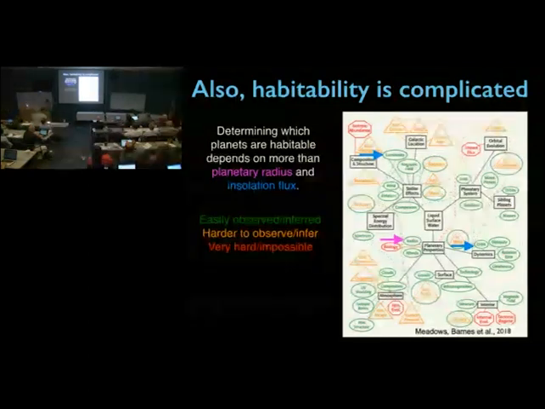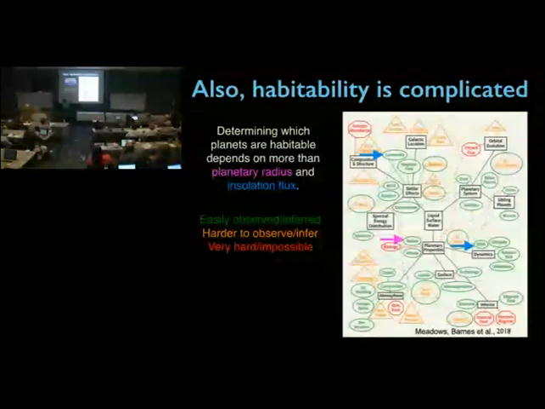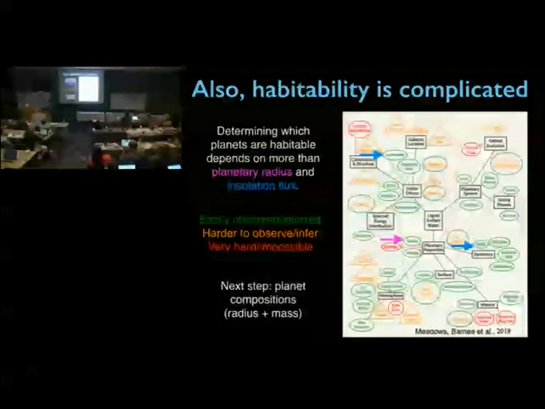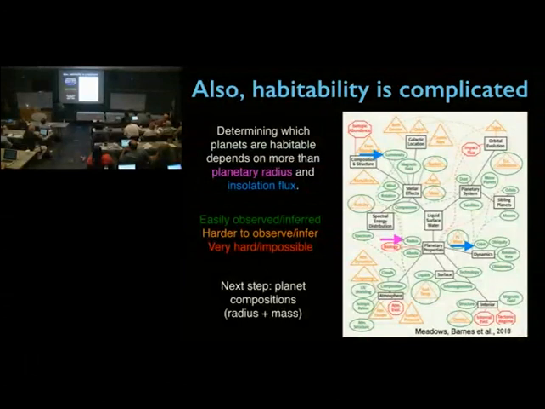They've also broken it down in terms of whether or not it's easy to obtain these quantities. Perhaps easy is green, perhaps a little bit harder to do, where you need to do a little more modeling and get more difficult observations. And red means there is still a lot that we do not understand, even on the theoretical side, about what's happening there. So habitability is complicated, and there's going to be a lot of work being done on it in the future.